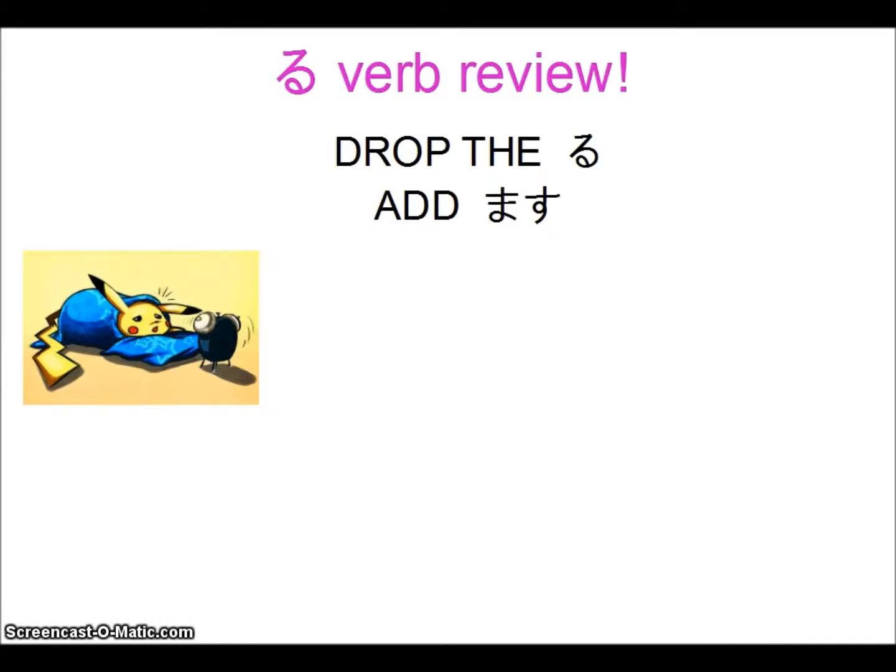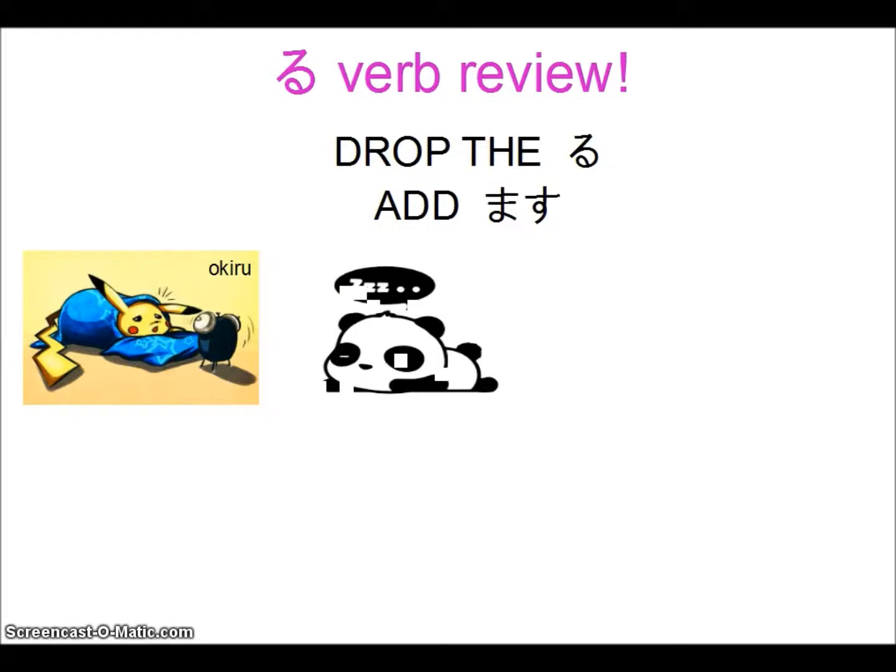So let's look at these verbs. I hope that everyone knows the verbs. They are eventually listed here, but I want you to try to say it before I put the word up. So this is okiru, to wake up. So how would you conjugate it? Drop the ru, so it would be oki, add mas, okimasu. So what verb would this be in Japanese? This is neru. So if we conjugate it, we drop the ru and it becomes ne, add mas, it's nemasu.